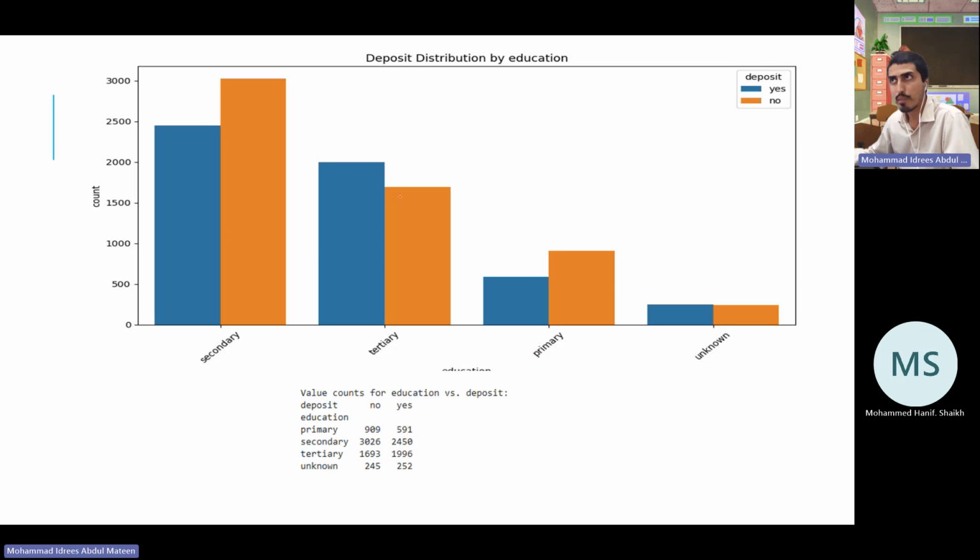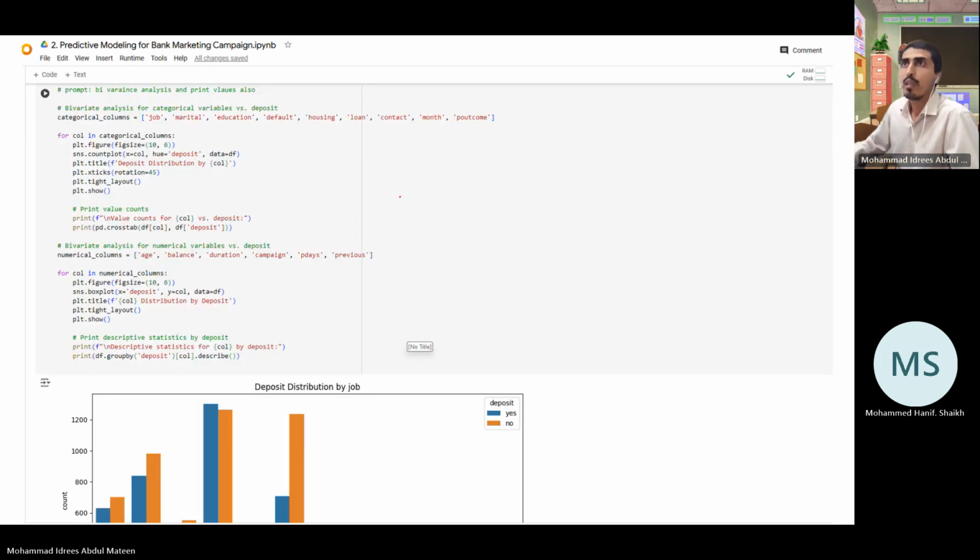The same thing, deposit distribution by education. So this is the one that I have. The code I will share with you people also, in a later video, and I will explain there what exactly happened in this project.